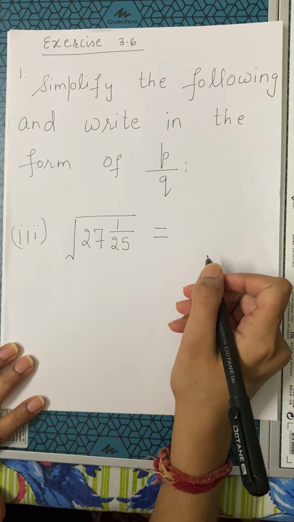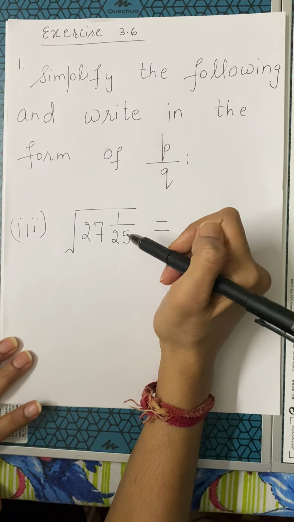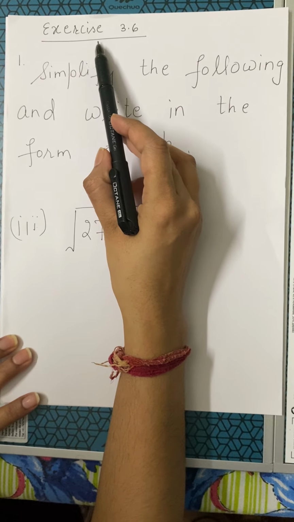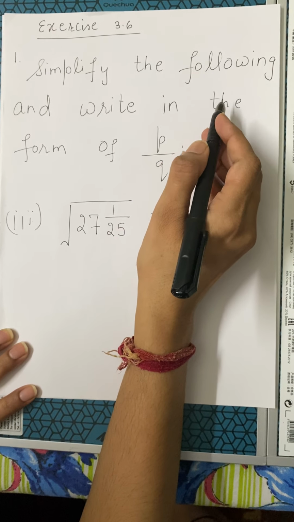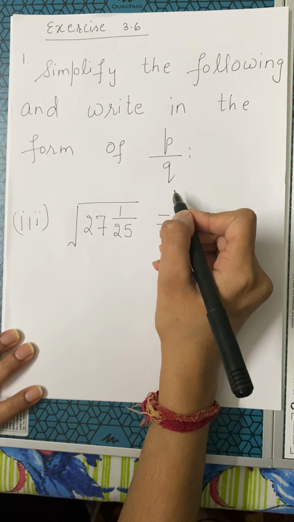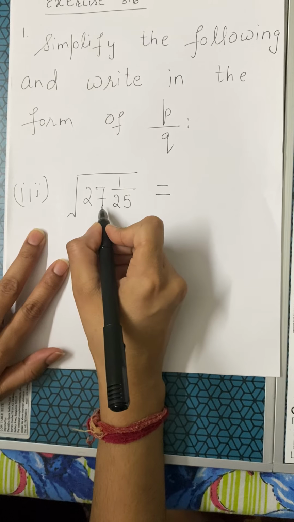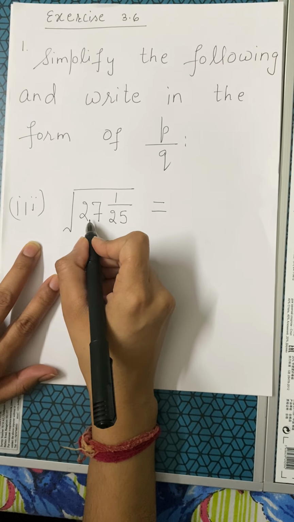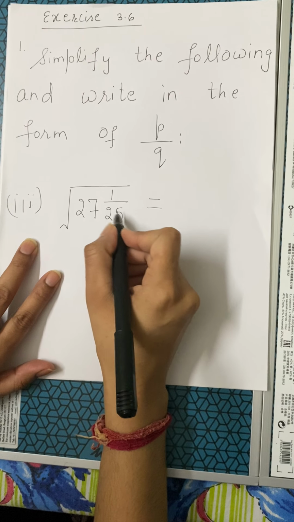Now students, let us learn how to find square roots of rational numbers. First question from exercise 3.6. Question is, simplify the following and write in the form of P over Q. I am taking third part here. The question is to find the square root of 27 1 by 25. Now the question is written in mixed form.